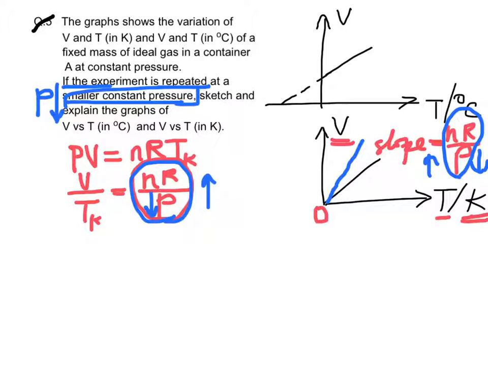For the graph of V against temperature T in degrees Celsius, the position of the absolute zero temperature remains the same at this point. Therefore, the new graph will again be a straight line with greater slope but passing through the same x-intercept, like this one.